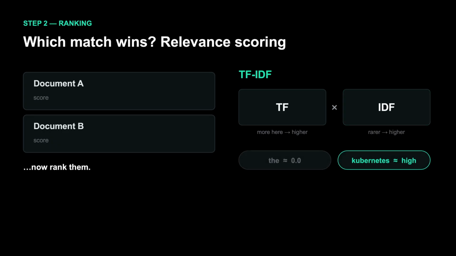The word "the" appears everywhere, so it's worth almost nothing. "Kubernetes" is rare, so a match there is a strong signal. Multiply them: frequent here, rare everywhere else, and you get a relevance score.